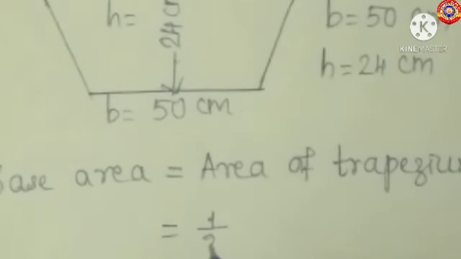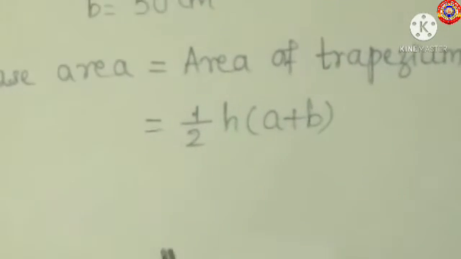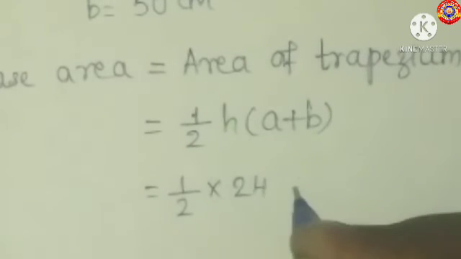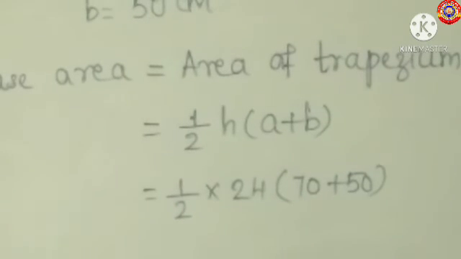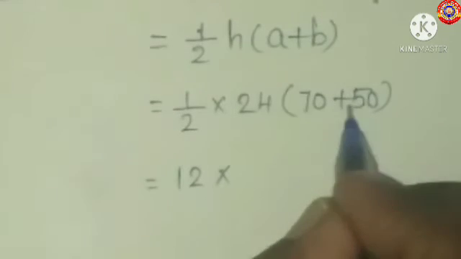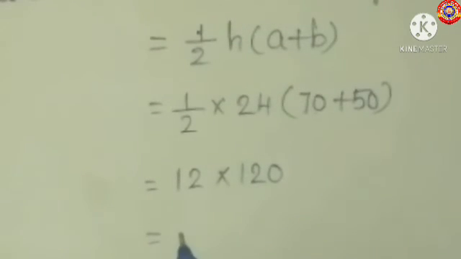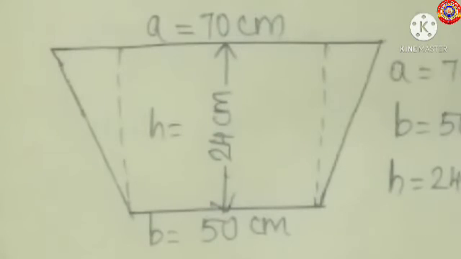Right. Now, base area equal to area of the trapezium. What is the formula? Yes, half H into A plus B, which is equal to half into, what is H here? Yes, 24 into 70 plus 50. This 2 and 24 gets cancelled and we got 12 into 120. Okay, 12 into 12 is 144 and put the 0. So 1440 centimeter square.